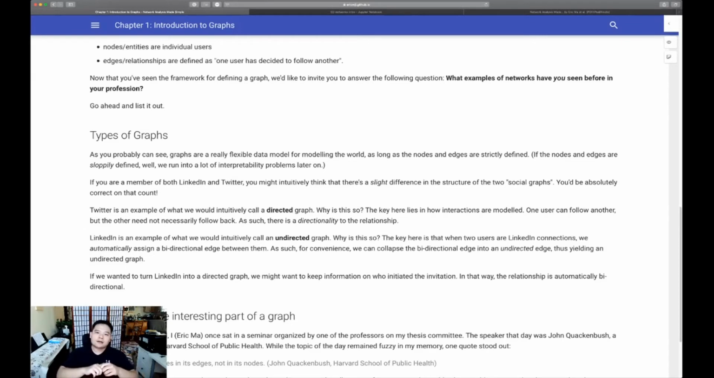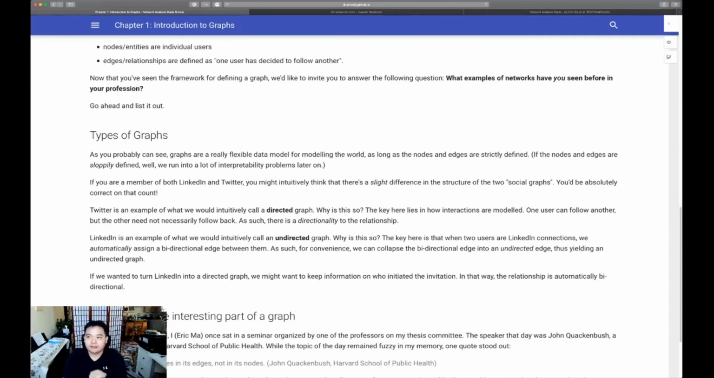Okay, so if we were to talk about the Twitter follow graph, one user can follow another, but the other might not necessarily follow back. And as such, there is a directionality to the relationship.